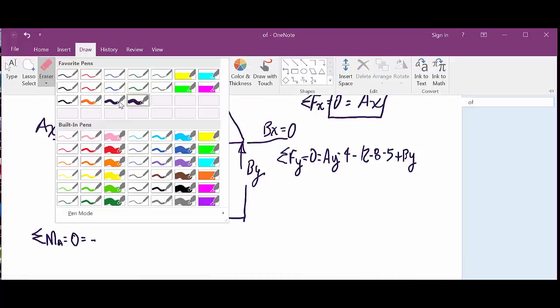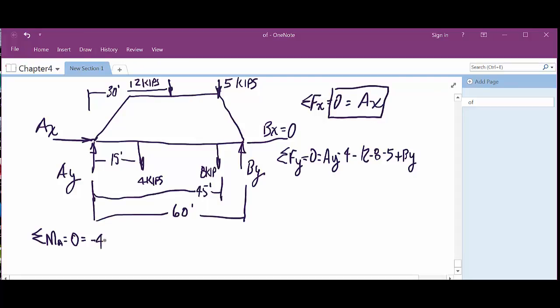Trying to hurry, want to get this one done. Minus 4 times 15 feet, minus 12 times 30 feet, minus 8 times 45 feet, minus 5 times 45 feet, plus BY times 60. We can solve for BY, can't we?